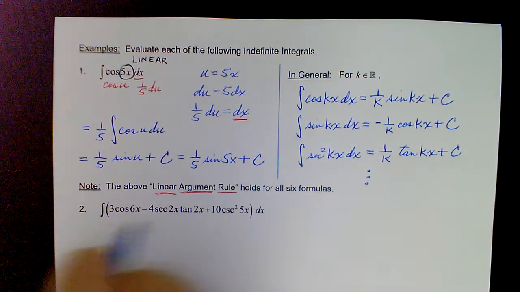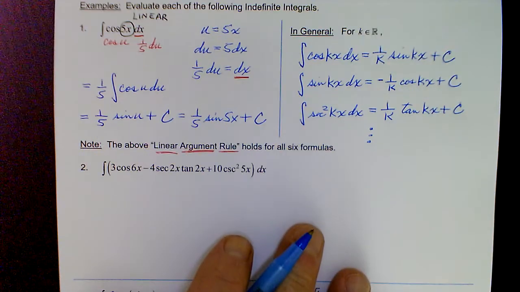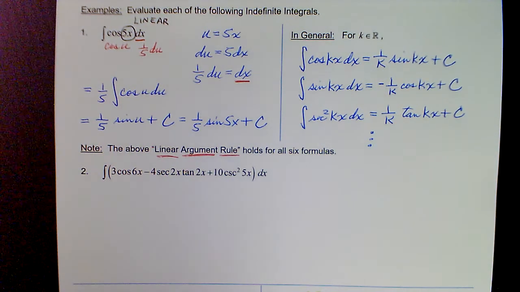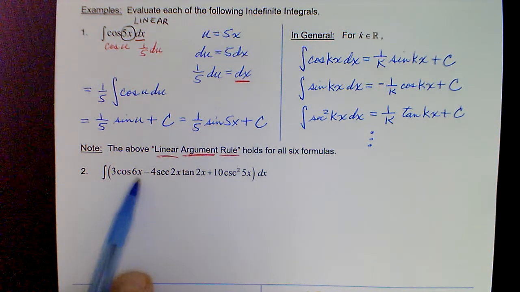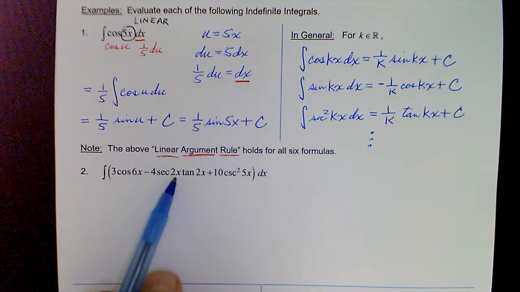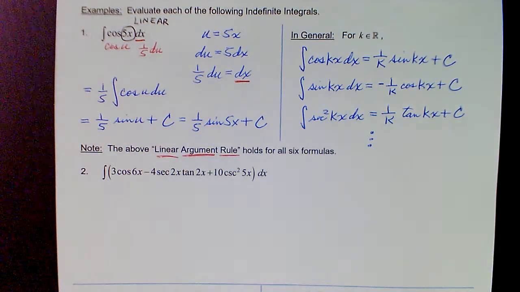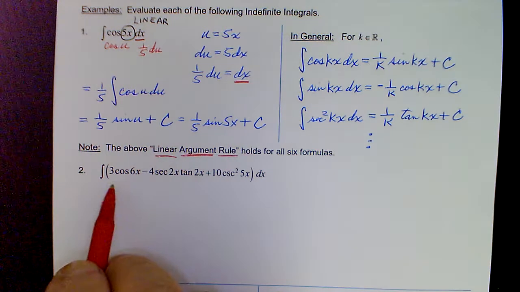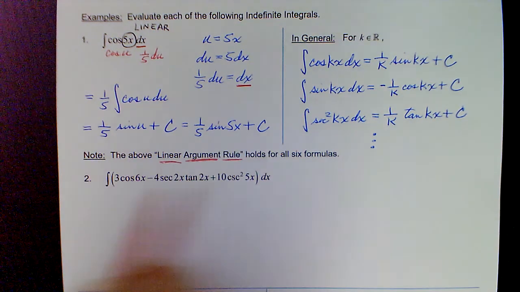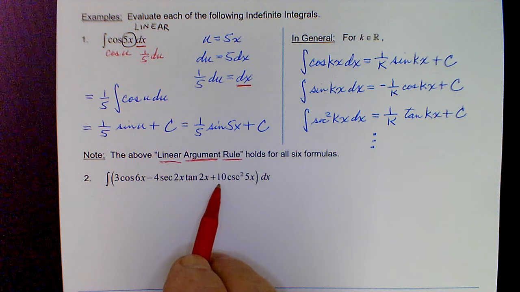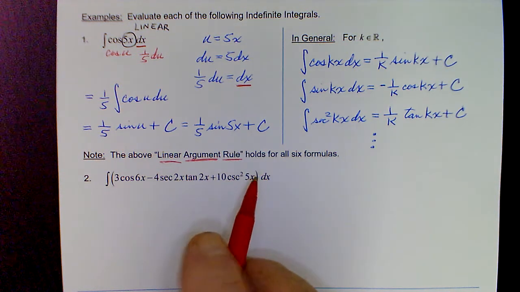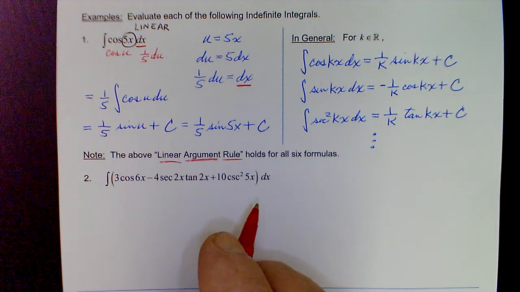Another reason why is if I give you a string of terms like the following example, if we did not accept the linear argument rule, we would actually have to make 3 separate U substitutions here, picking U to be cosine of 6x, picking U to be 2x, and then U to be 5x. But the first thing we should consider is, we know when we have a string of terms that we can integrate term by term, and we know these constant multiples will just simply tag along in the integration process. That's our sum and difference and constant multiple rules.